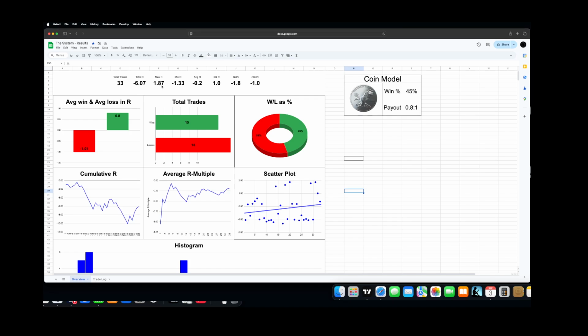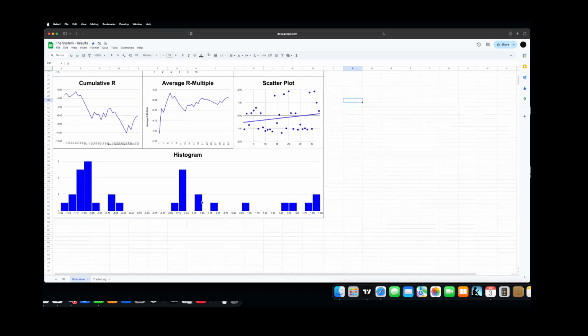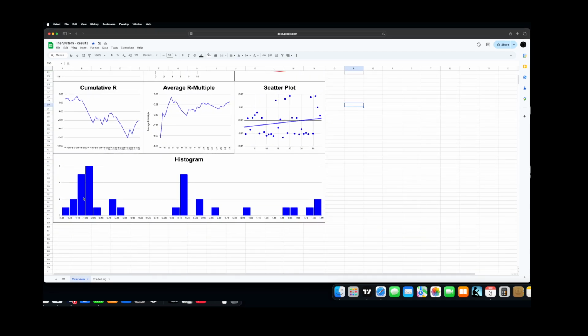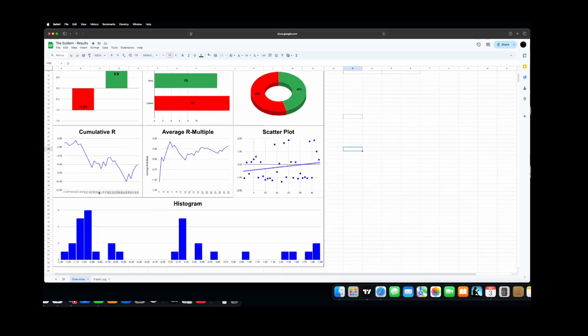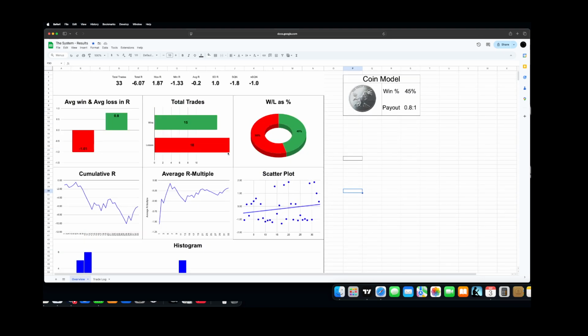Max R was 1.87, min R was minus 1.33, average R minus 0.2, standard deviation was 1, SQN, average win, average loss, total trades, 15 wins, 18 losses, cumulative R. Here's the histogram. So a lot of losses around the minus 1, minus 1.2. So yeah, I think I'll definitely do better next time.